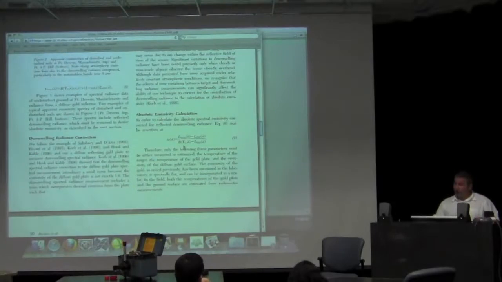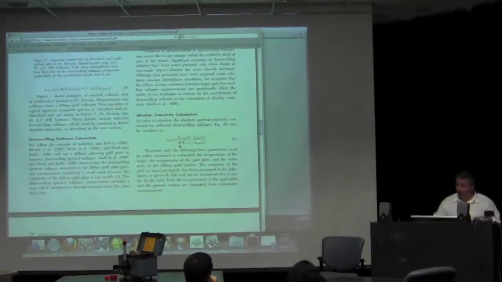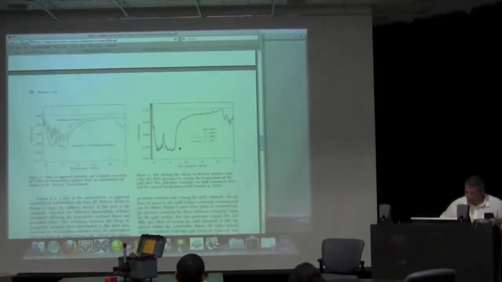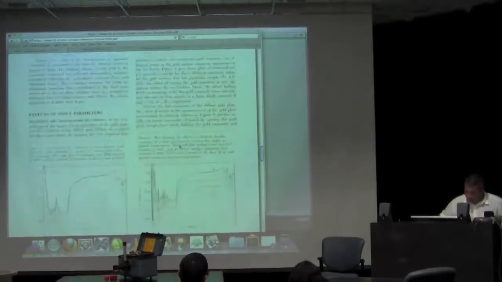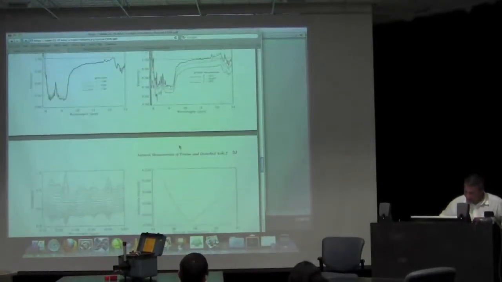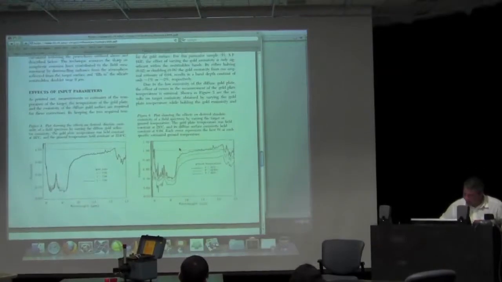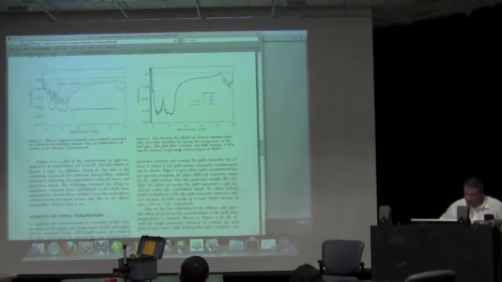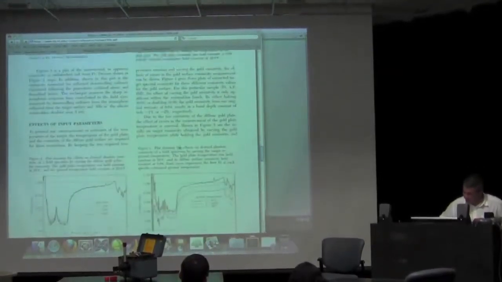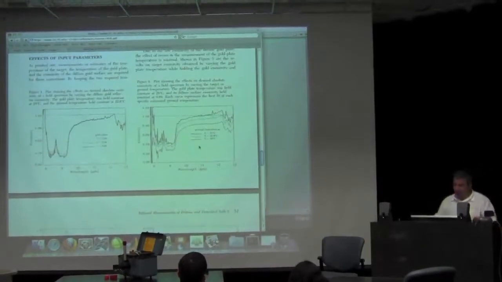So I could make a guess at what the temperature of my target was, compute this, and I would get an emissivity. But I'd probably be wrong. Right? So let's take a look at what happens when you're wrong. All right. Go a little bit further on in this paper, and let's look at this one. This one right here.